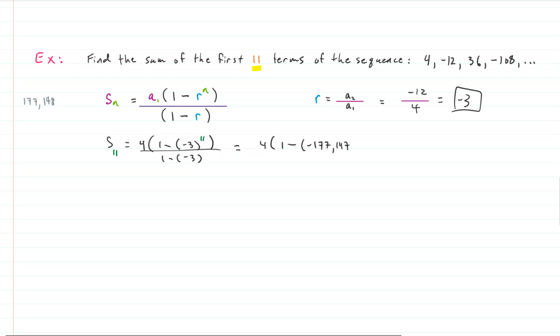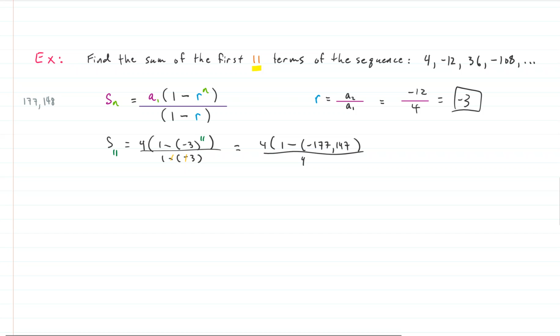177,147. It's a lot of sevens. And this is all over 1 minus a minus. That gives us a plus. So 1 plus 3, which gives us 4.